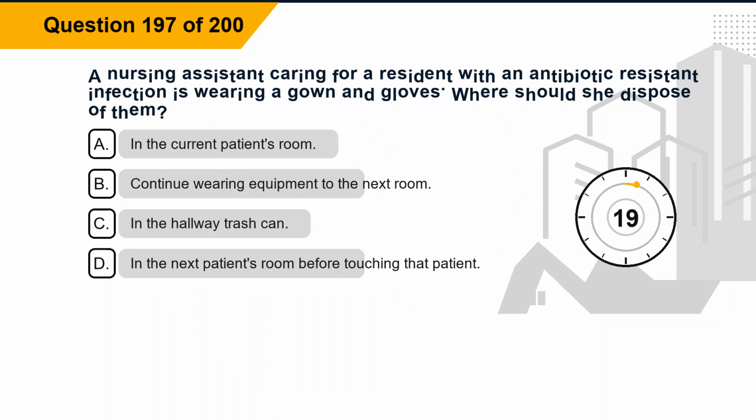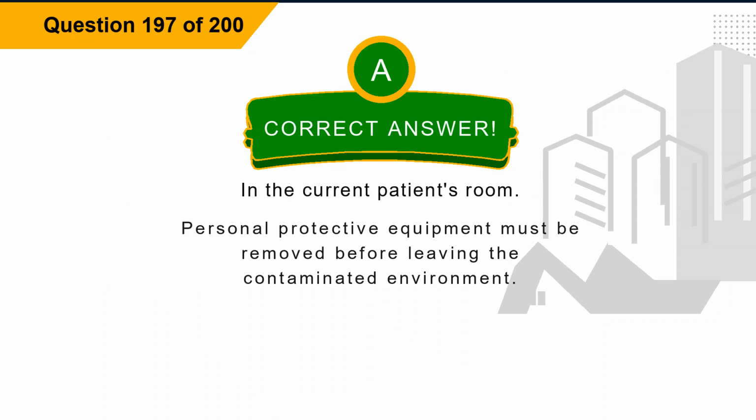Question 197. A nursing assistant caring for a resident with an antibiotic-resistant infection is wearing a gown and gloves. Where should she dispose of them? Option A. In the current patient's room. Option B. Continue wearing equipment to the next room. Option C. In the hallway trash can. Option D. In the next patient's room before touching that patient. The correct answer is option A. In the current patient's room. Explanation. Personal protective equipment must be removed before leaving the contaminated environment.